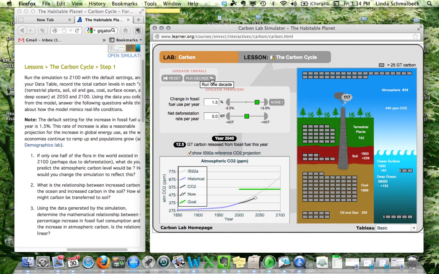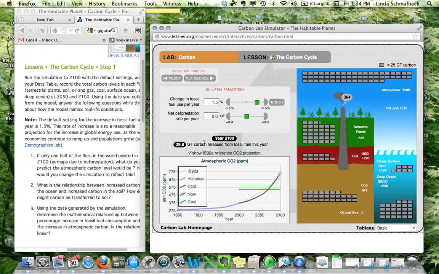You need to go up to 2050. So you can see here, it says 2050. And you need to write down all these numbers and put them in your table and answer the questions. And then you would go up to 2100 and answer the questions. So I'm going to stop now and let you do this part of the lab.